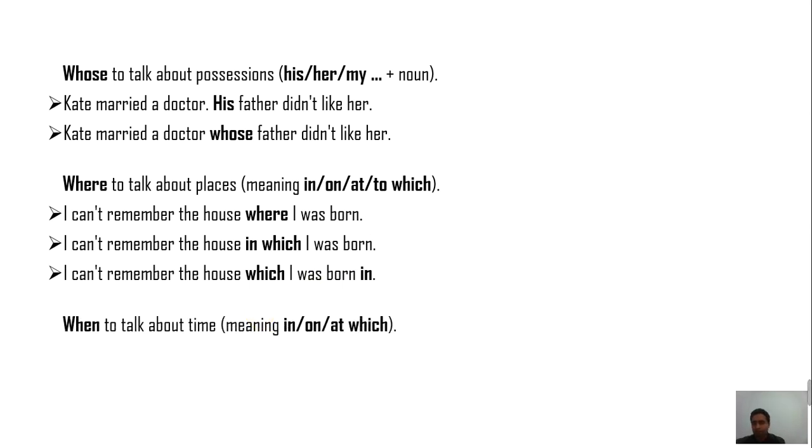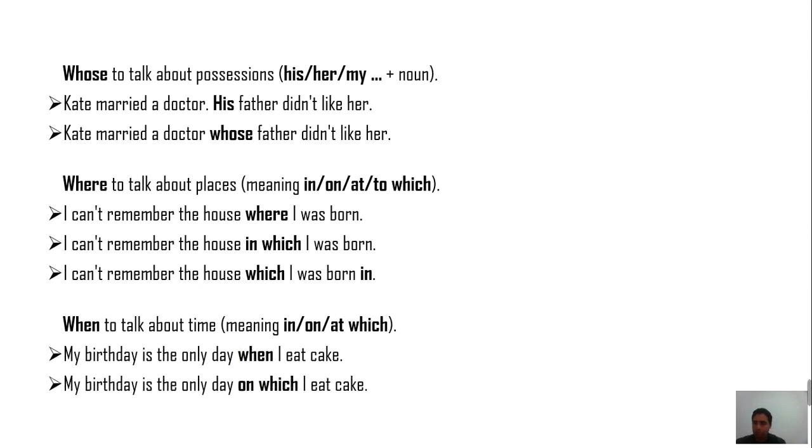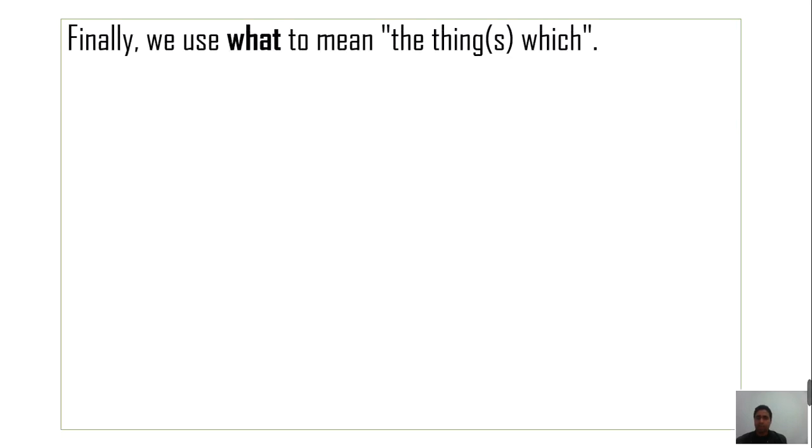When is used to talk about time and dates. So it's the same here. We have meaning in which or on which or at which. So my birthday is the only day when I eat cake, or my birthday is the only day on which I eat cake, or simply my birthday is the only day which I eat cake on. So I hope it's clear.